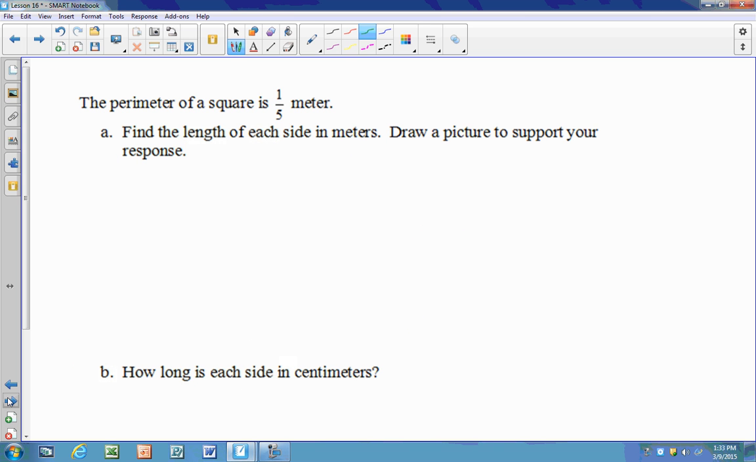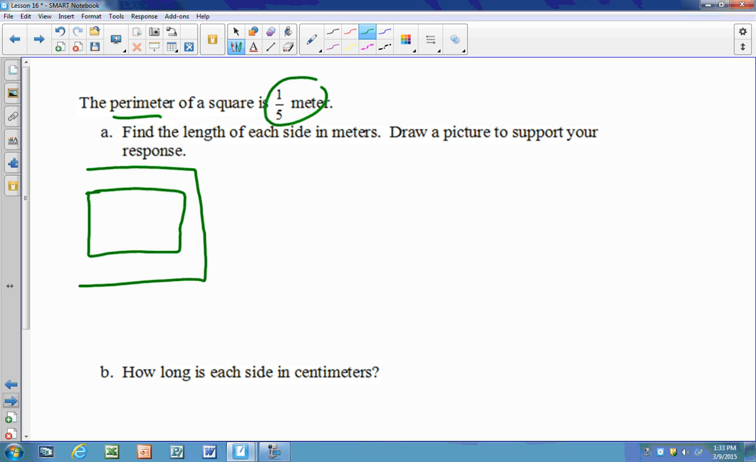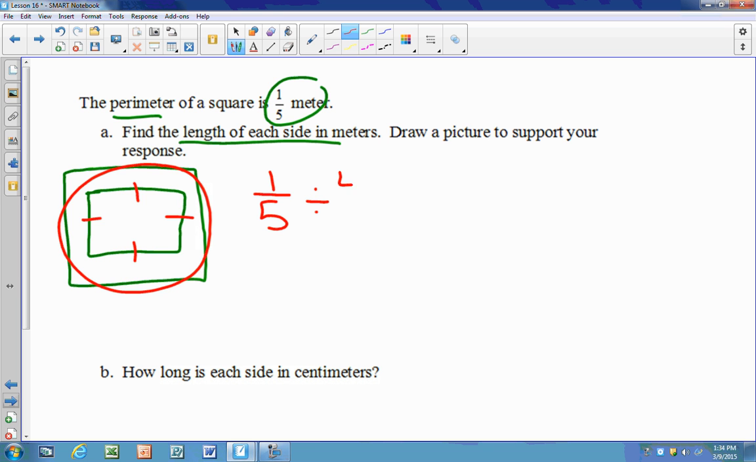Next, we have the perimeter of a square is 1/5 of a meter. Remember that if you have a square, the perimeter is the distance around the whole entire outside. So the whole perimeter is 1/5. We need to find the length of each side in meters. So what we're doing is we're taking that this whole thing here is 1/5 and we're splitting it between 4 pieces.